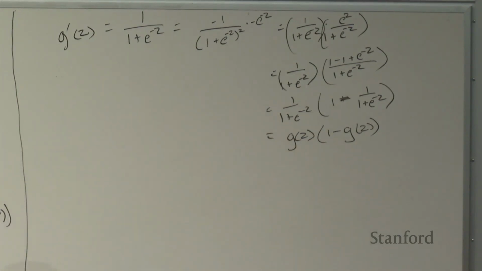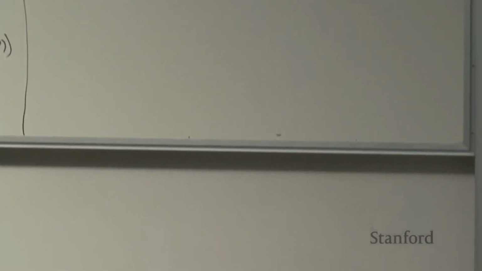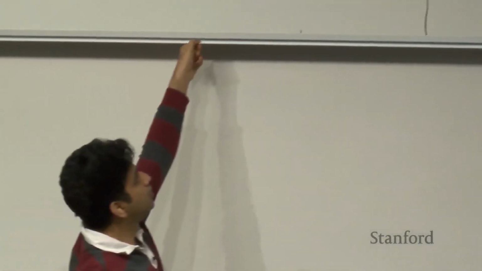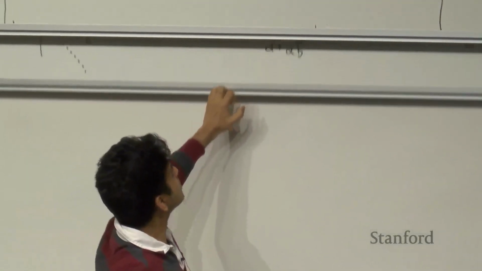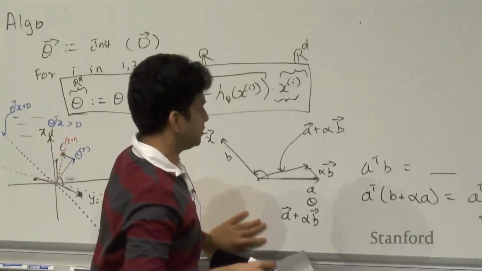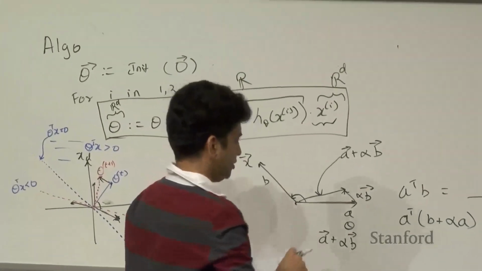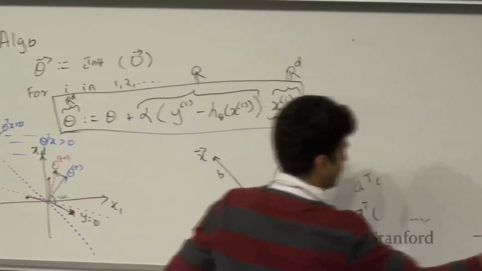Right. And using this, was there a question? No question. Right. So using this, let's calculate the gradient of the log likelihood.